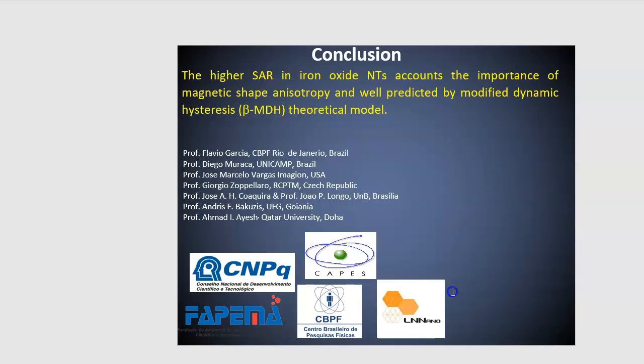And finally, to conclude, we can say that higher SAR in iron oxide nanotubes is very important, and this is mainly due to the shape anisotropy, and this shape anisotropy is the main factor for higher SAR value and higher heating efficiency.